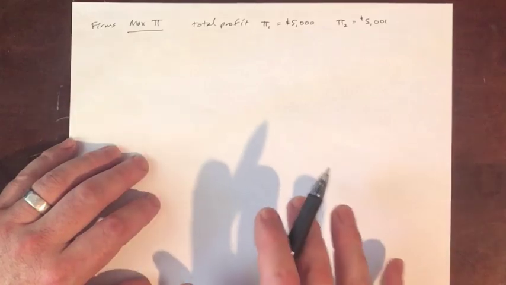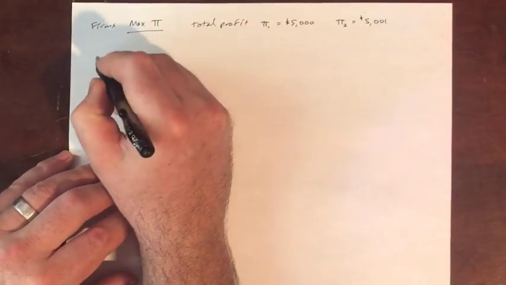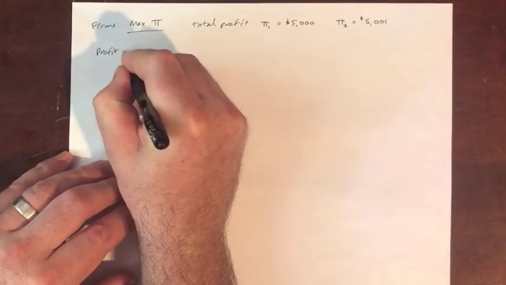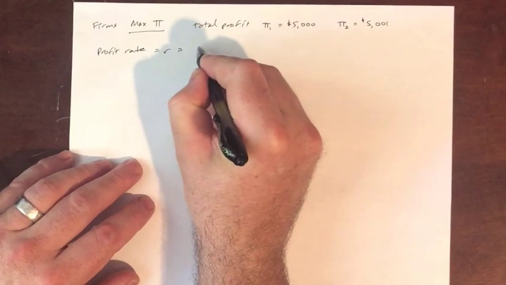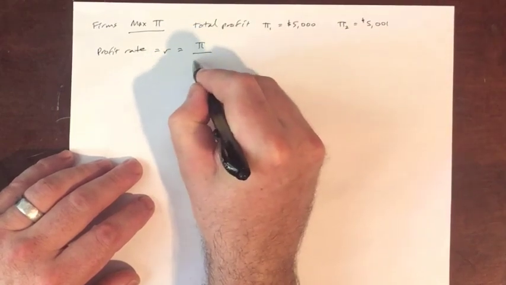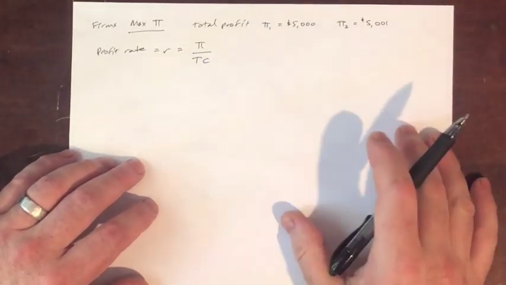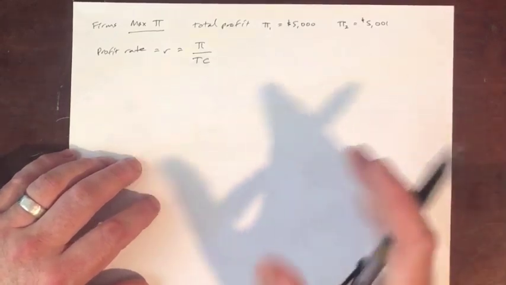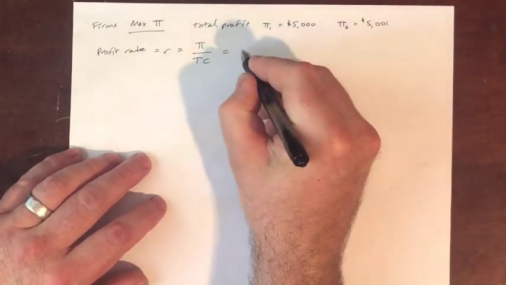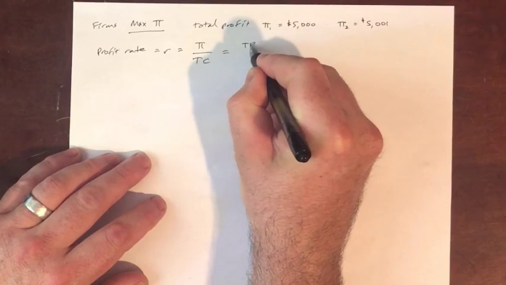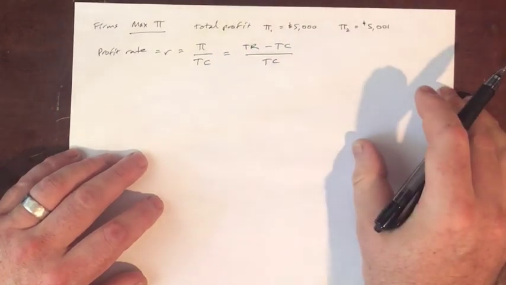However, what this also implies is something about the profit rate. This is a very important concept. We have to define this. The profit rate, we'll call that little r, is defined as the total profit, pi, divided by the total cost, TC. Now there's an alternate formulation that we might like to use. It's a little bit more helpful in some cases. If we expand this a little bit, we've got the profit, which is the total revenue minus the total cost, and we're dividing that by the total cost.